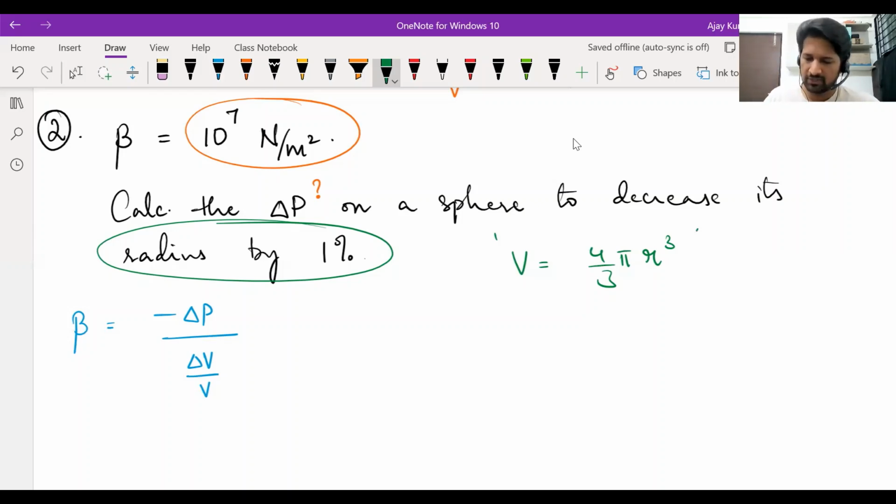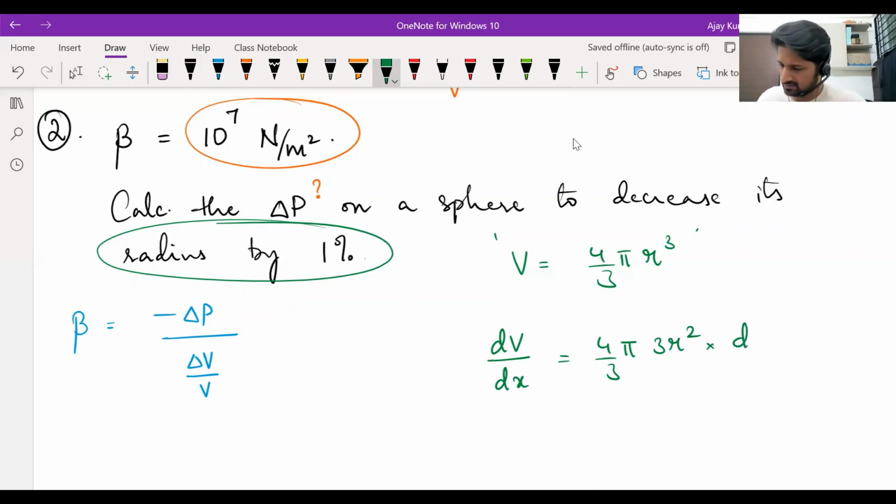Left hand side, you have only v. If you differentiate it with respect to x, it becomes dv by dx. Okay. Right hand side, you have 4 by 3 pi r cube. Differentiate it, 4 by 3 pi is constant. R cube, if you differentiate with respect to r, it is 3r square. But if you differentiate with respect to x, it becomes 3r square into dr by dx. Chain rule.